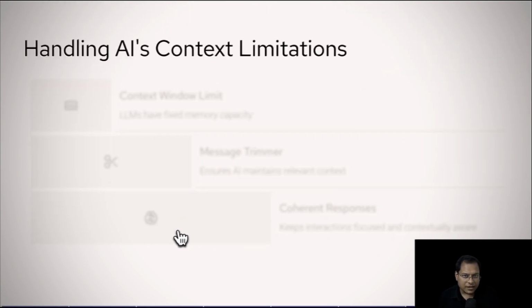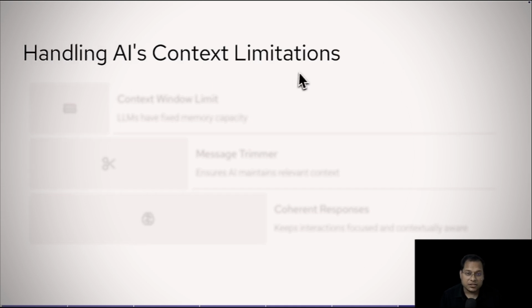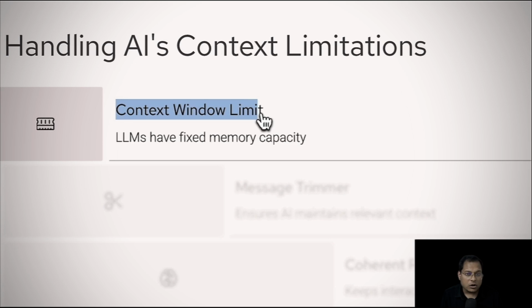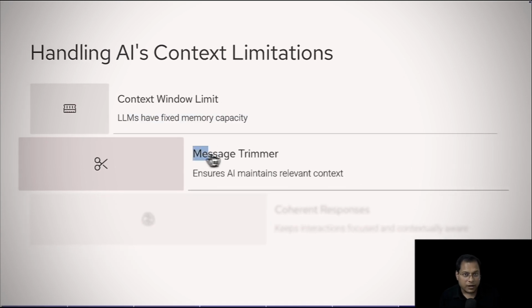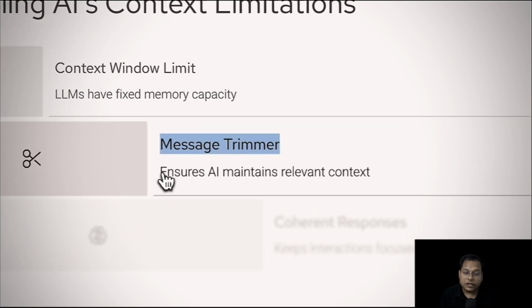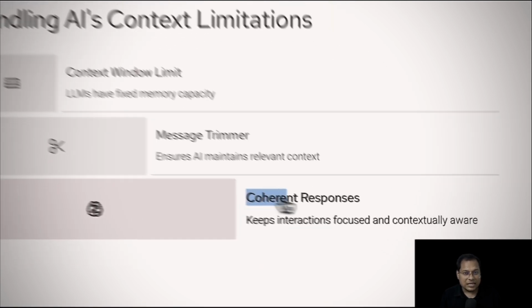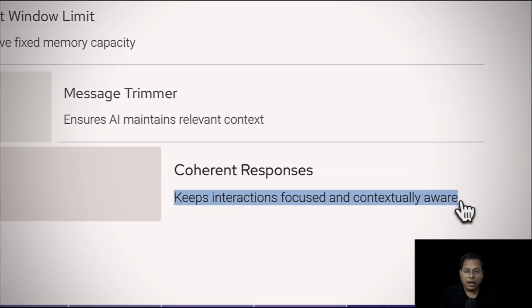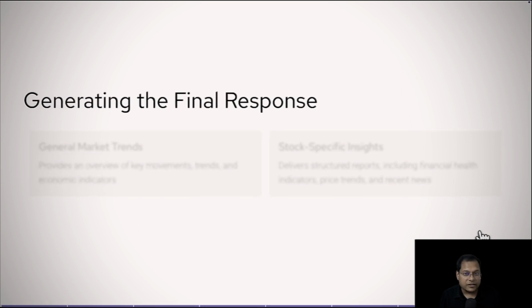But there is one more challenge that every AI powered system faces, which is context limitations. LLMs have fixed context windows. If conversations go beyond a certain limit, the AI may lose important details. That's why we introduced a message trimmer. This component ensures that the AI maintains relevant context without exceeding the model's memory constraints. This keeps responses coherent, focused, and contextually aware. And once all the necessary data is collected, the system structures its final response.